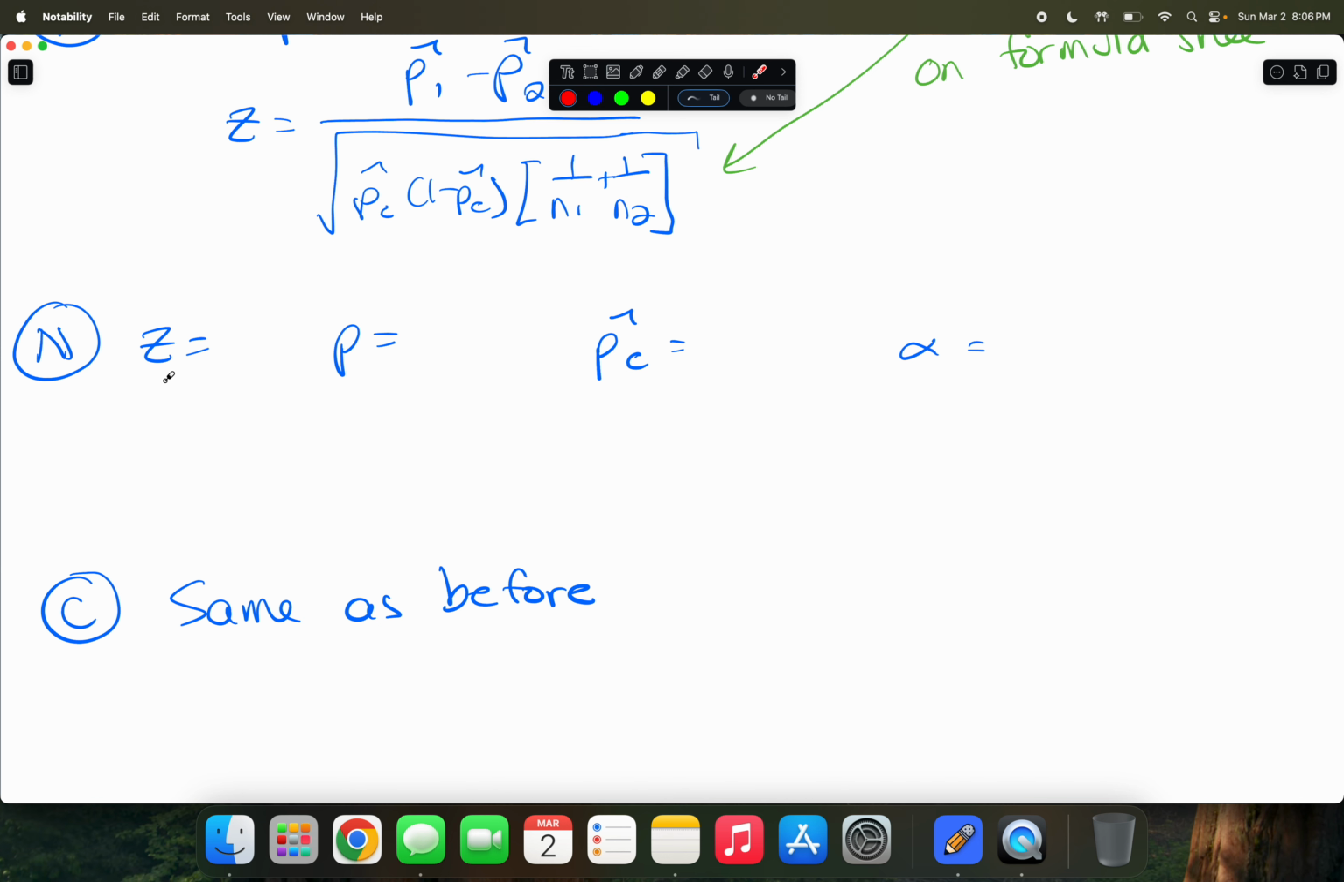So we need our z-value or our test statistic, our p-value, and your significance level. And your conclusion is going to be the same as before. Compare your p-value to your significance level, and then decide, do I reject? Do I not reject? And then, do we have evidence of our alternative? Do we not have evidence of our alternative?